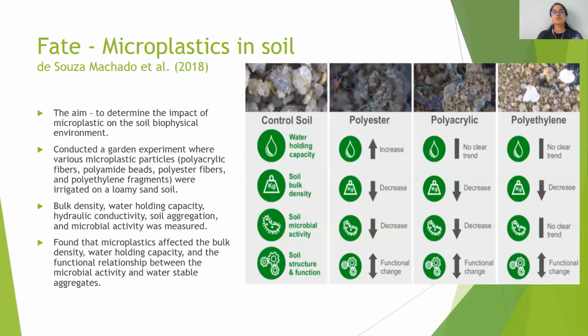And it led to the study where they did an experiment on the fate of microplastics in soils. So the aim of the study is to determine if there was an impact of microplastics on the biophysical properties of the soil. And so what they did was they conducted a garden irrigation experiment, and irrigated with water mixed with polyacrylic fibers and beads and polyester fibers, polyethylene fragments. But this was for a loamy sand soil.